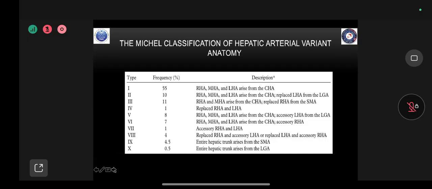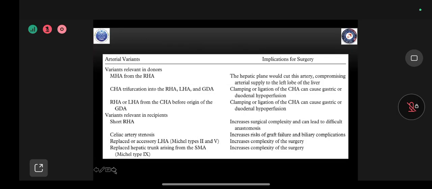Arterial anatomy, as you can see, this is the classification of variant arterial anatomy for the hepatic artery. And if you notice, the frequency of the most common type of branching is still only 55%. So all these are still significantly encountered. And so you have to be aware, identify them preferably on a CT scan, and during surgery. This helps us to give a roadmap.